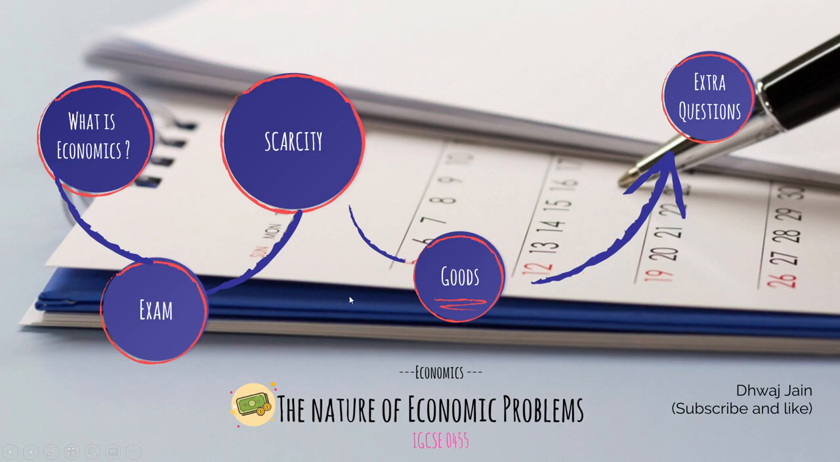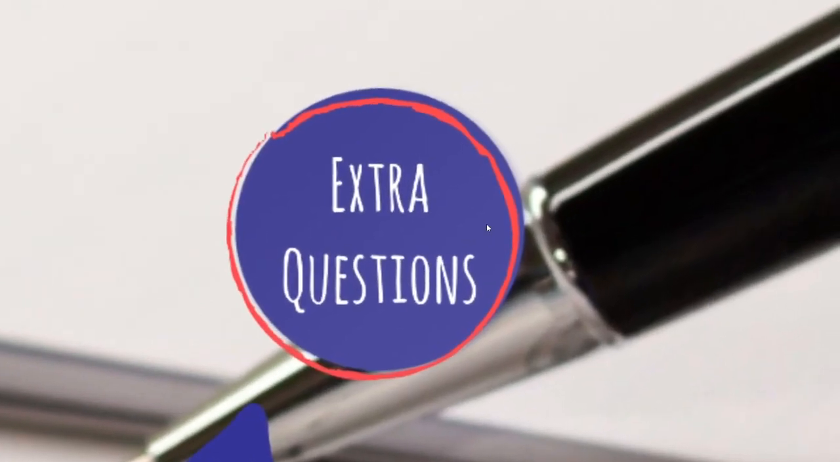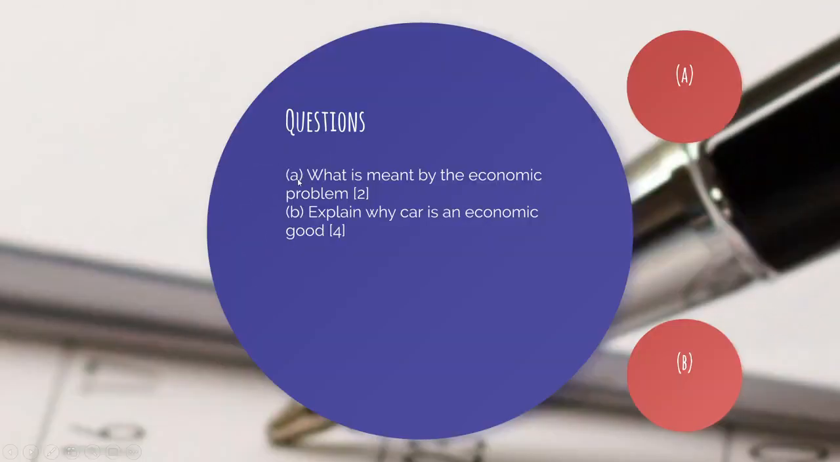Let's go ahead. I have decided to put some extra questions for you guys so that we can have a practice. There are two parts in this question, A and B, which is a 2 marker and a 4 marker. Let's read the first one. It is: what is meant by economic problem. I need you guys to write this answer from the video, and let's see if you get full marks or not. I will wait for you. Just write it down.